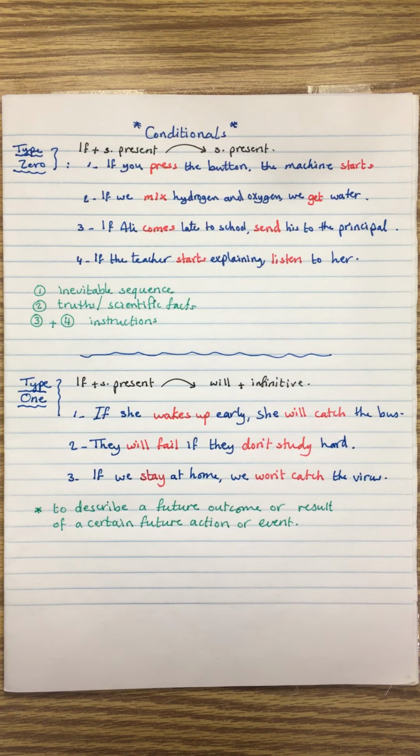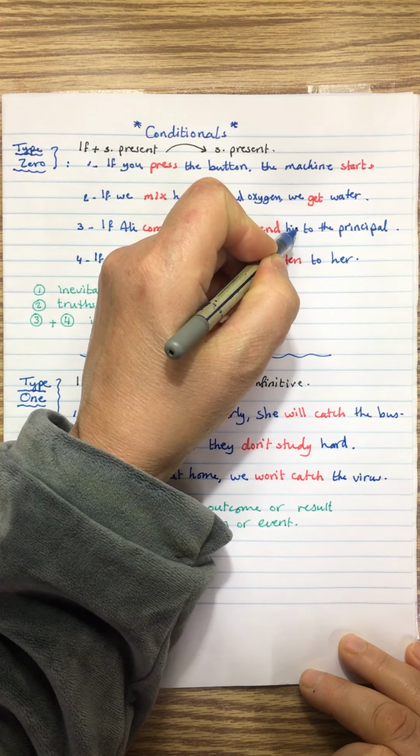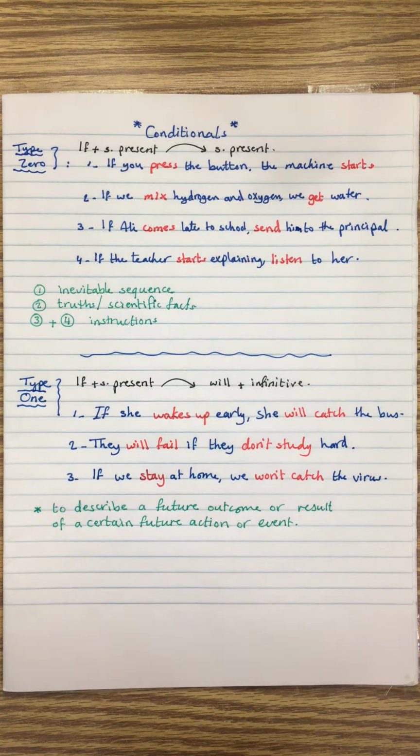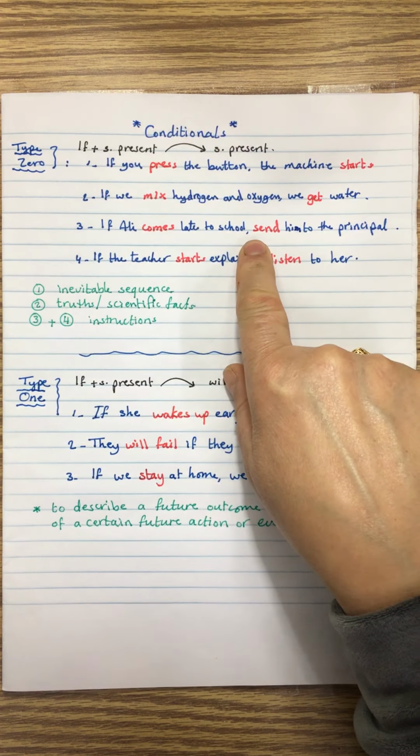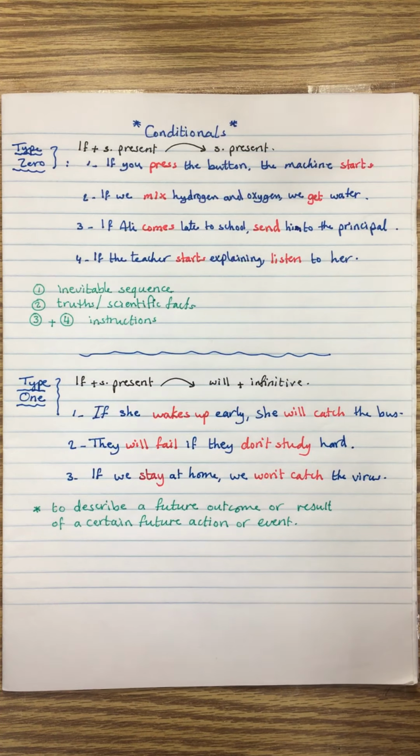Number 3, if Ali comes late to school, send him to the principal. So send him here is an order. As you can see, we have no subject here. Send him, this is an order or instruction. If the teacher starts explaining, listen to her. Again, this is an instruction or an order.